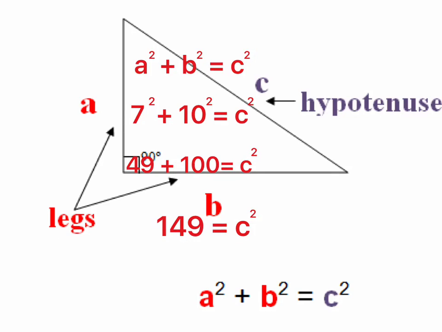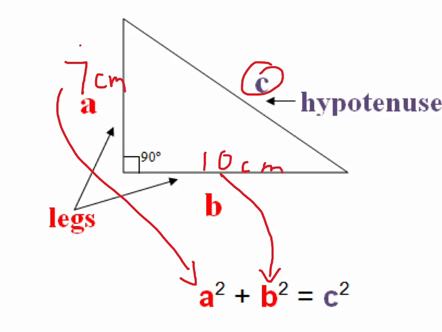And the square root of 149 is 12.2 as determined from a scientific calculator. So we now know that the length of the hypotenuse is 12.2 centimeters. That is how you use the Pythagorean theorem to find the length of the hypotenuse.